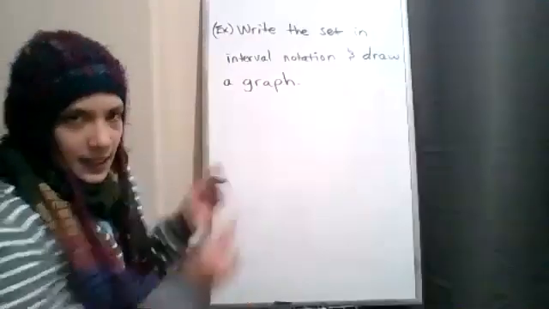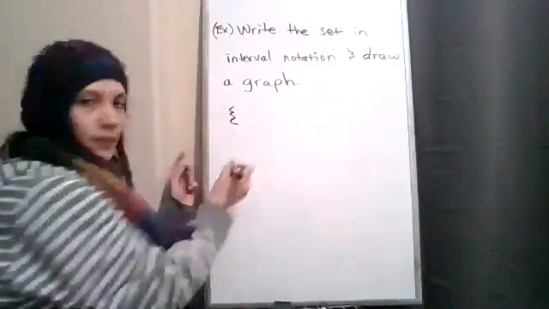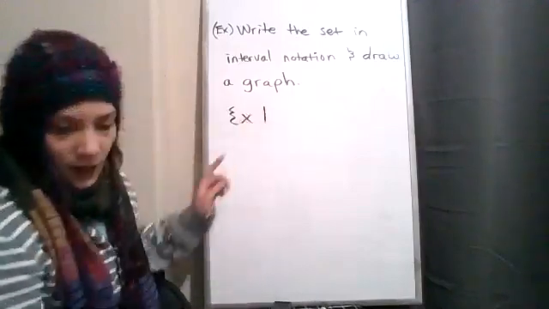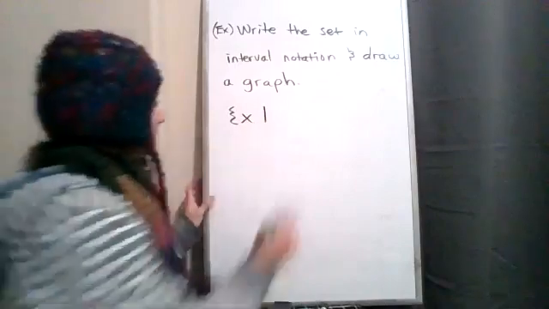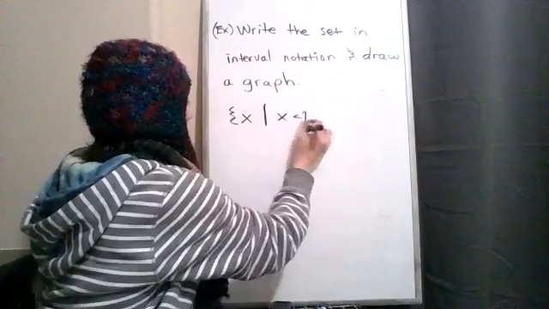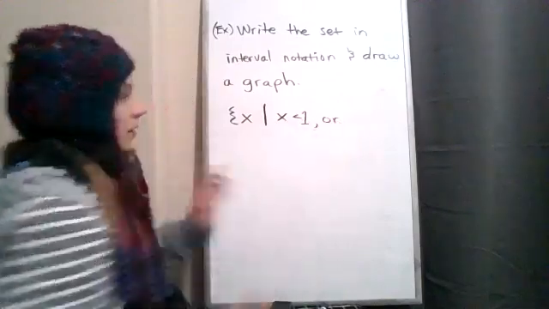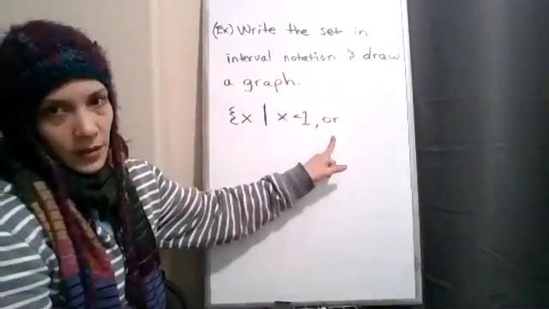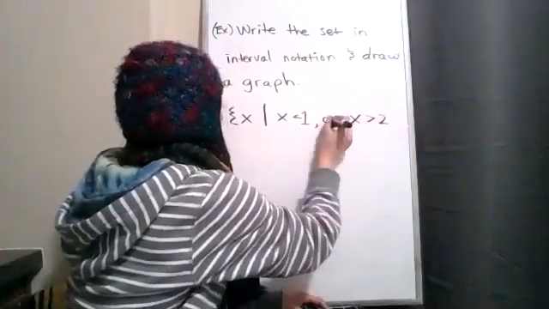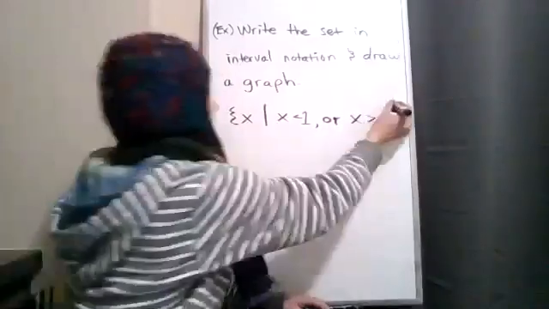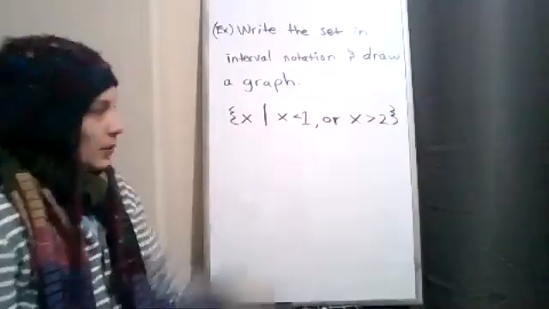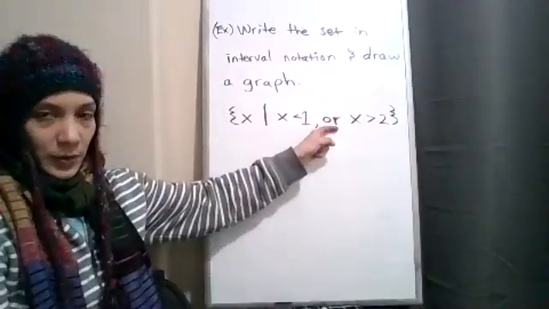This set. It's the set of x such that x is less than 1 or x is greater than 2. Close your set. So when you have or, there will be 2 parts to your graph.